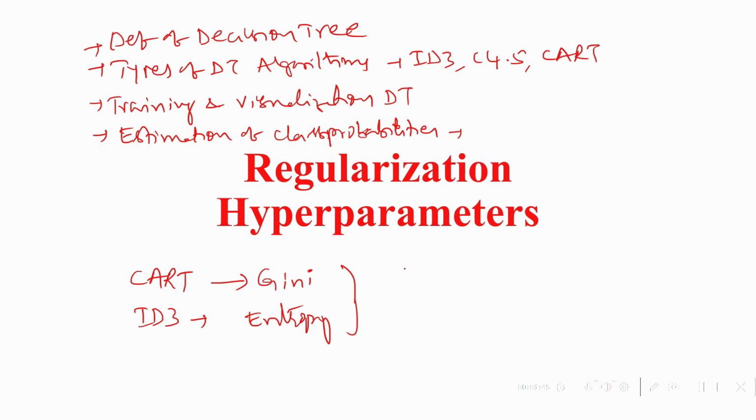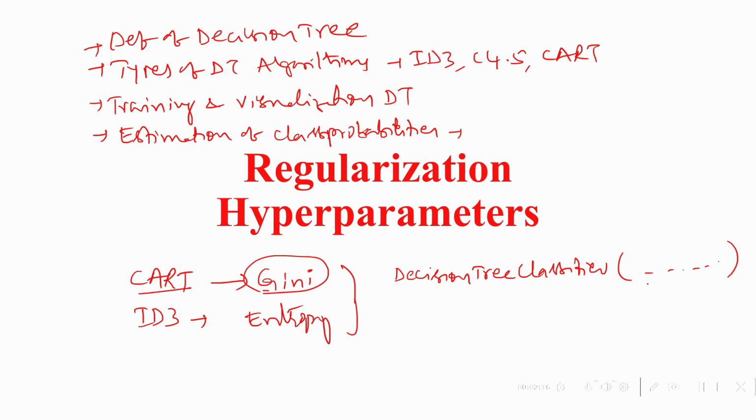Here the Sklearn tree provides a class that is called decision tree classifier. It internally provides some hyperparameters. So by changing the values of hyperparameters, we can get a better construction of the decision tree. Here the default value for constructing the decision tree is the Gini value. That means we are going to use the concept of CART algorithm.